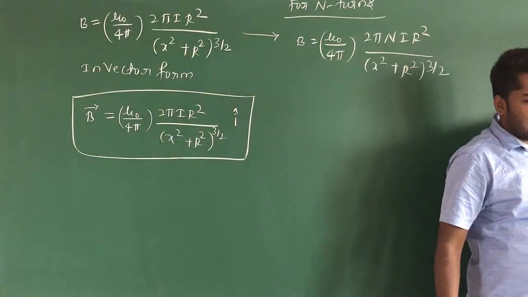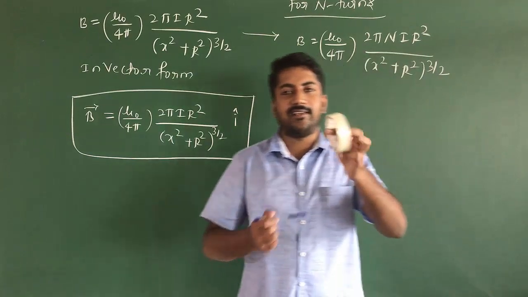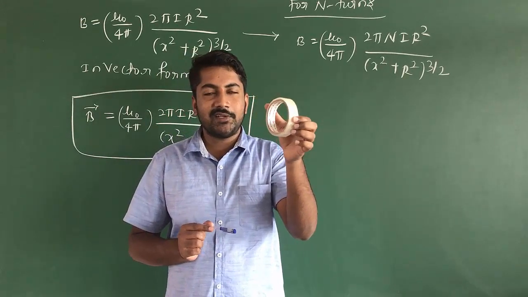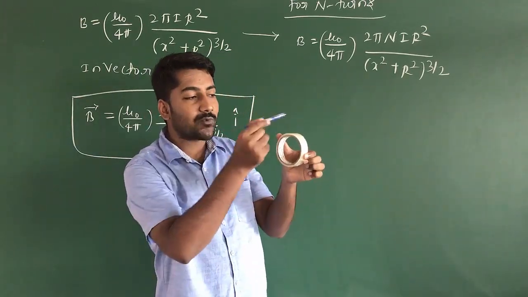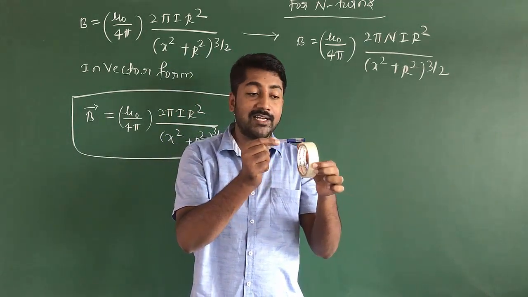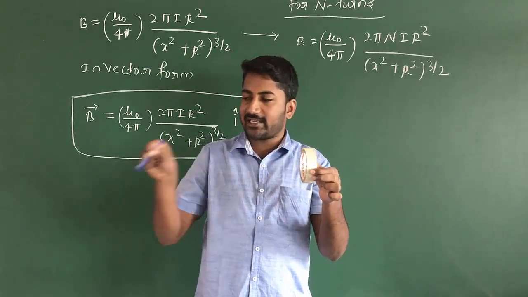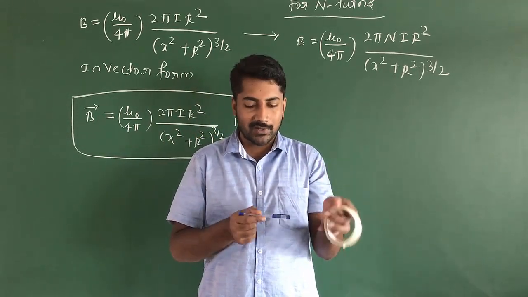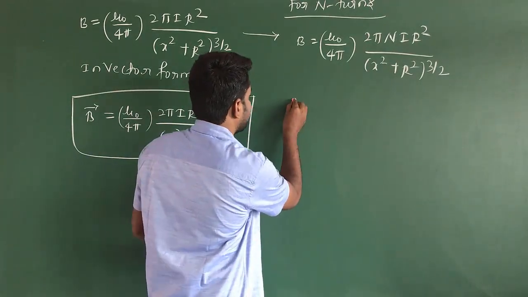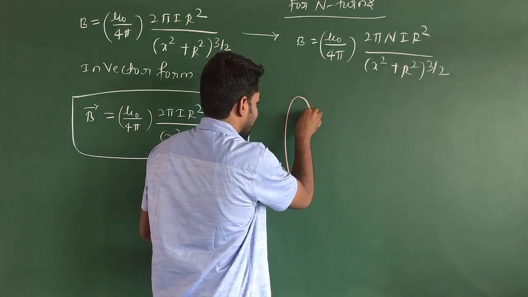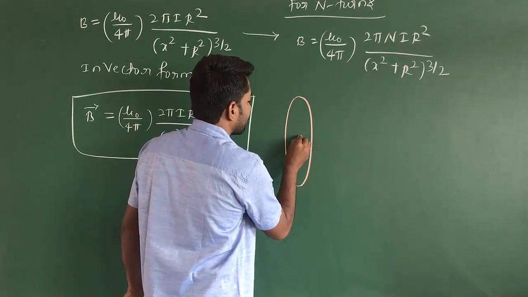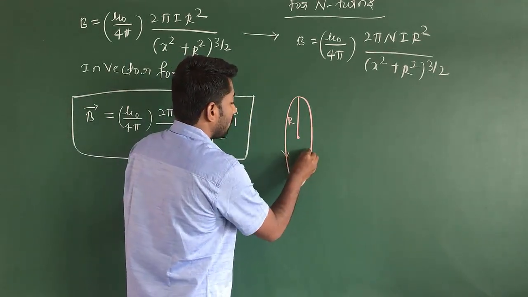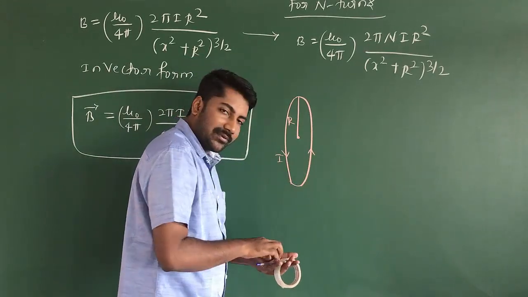Suppose now I consider this is a circular coil. Here this circular coil consists of only one turn of wire. When the current is flowing in this circular coil, a magnetic field is produced around it. This is the circular coil and R is the radius of the circular coil.